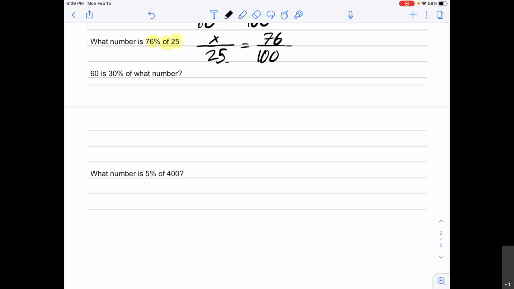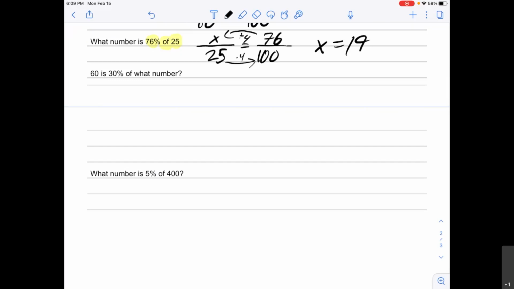Looking for a relationship, I see right away that 25 times 4 is 100. So to go the opposite direction, I'll need to do 76 divided by 4. 76 divided by 4 gives me 19. So my unknown x is 19.